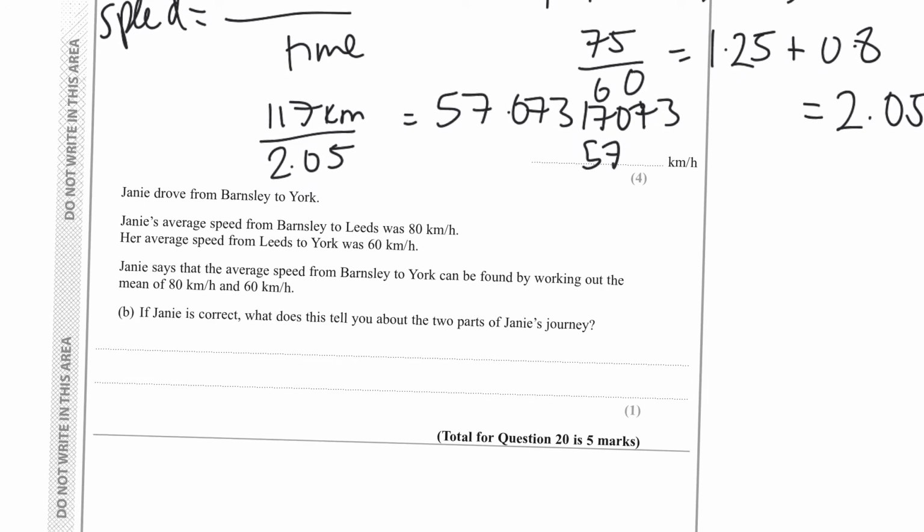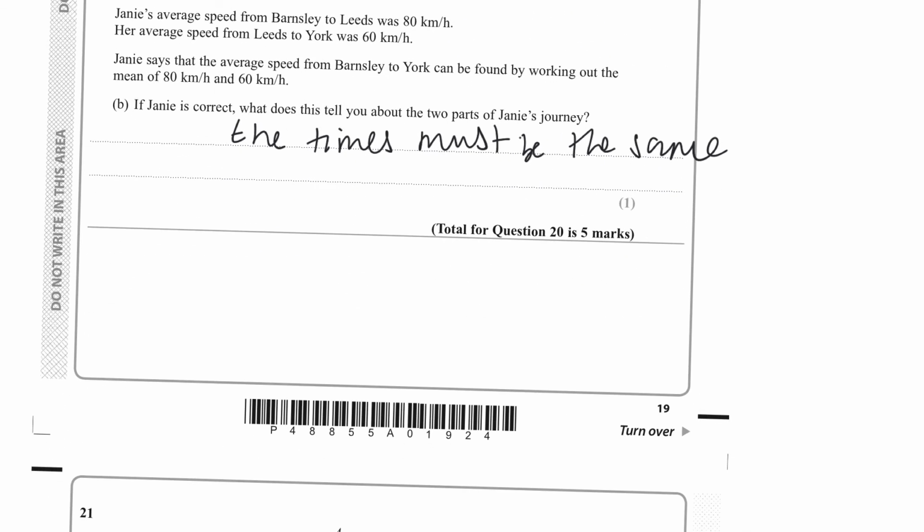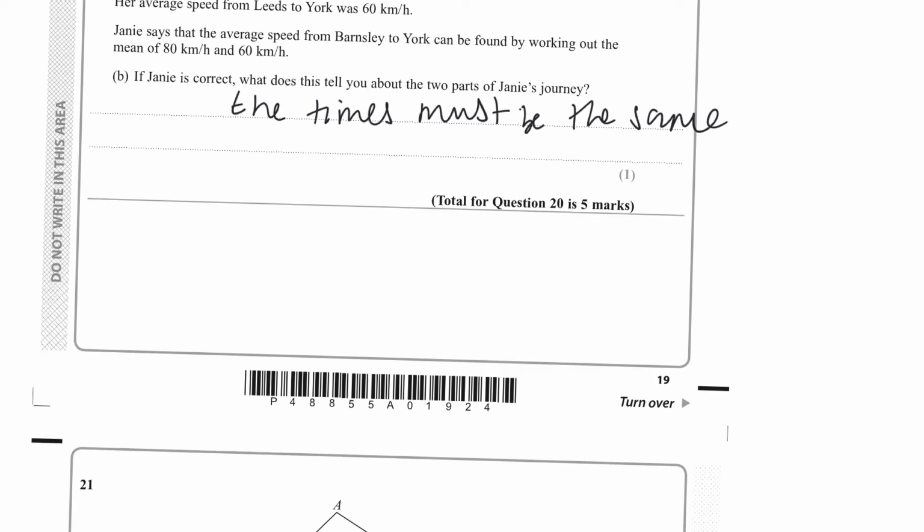So Janie drove from Barnsley to York, and the average speed from Barnsley to Leeds is 80 kilometers per hour, but the average speed from Leeds to York is 60 kilometers per hour. So Janie's saying that the average speed from Barnsley to York, you can just add the two speeds together and then work out a mean. So if Janie is correct, what does that tell you? Well, if Janie is correct, that means either the distance is the same or the time is the same. I'll just put the time must be the same. So in order for her to be correct, it's either the distances are the same or the times are the same. Because remember, we need to use both components of distance and time to work out speed.